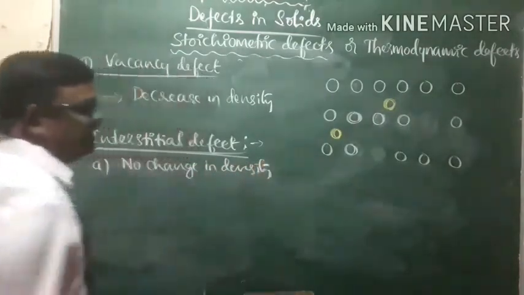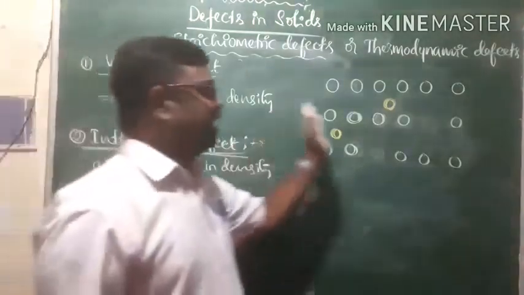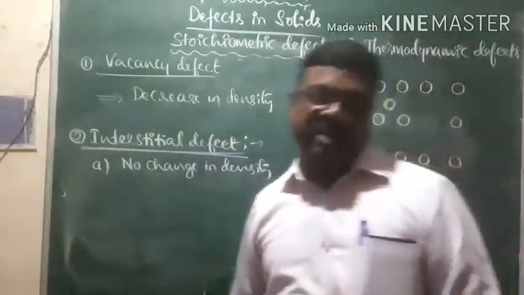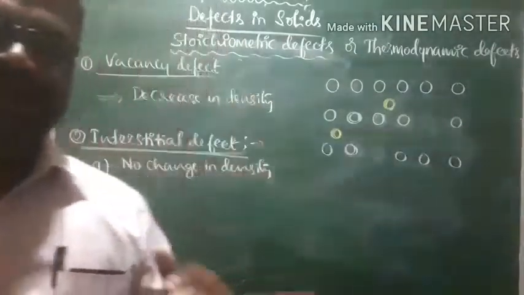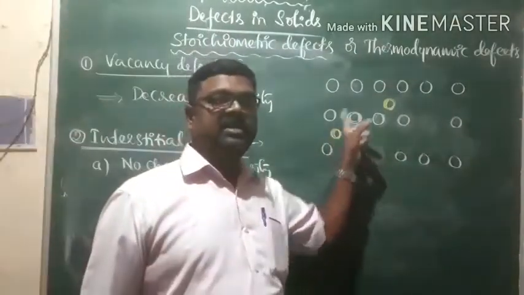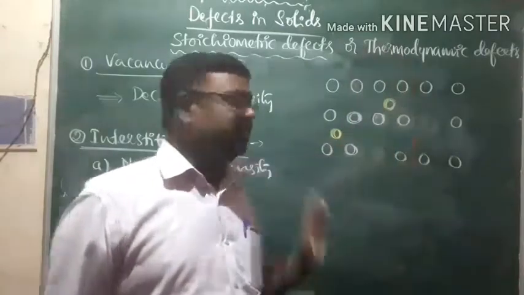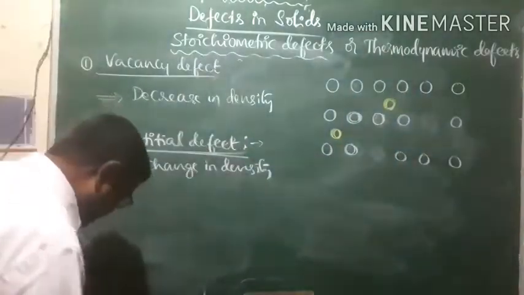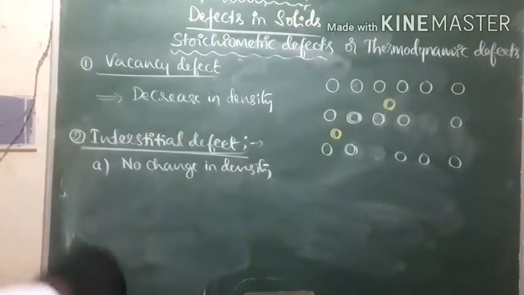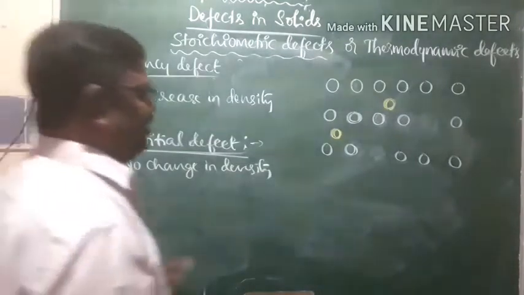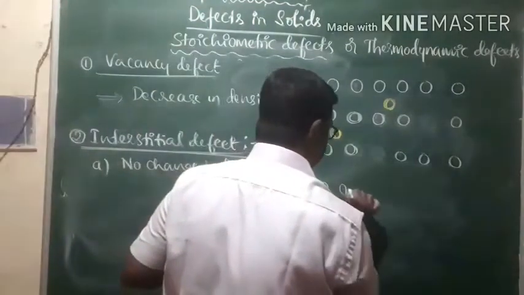What happens? There is no change in density. Because no particles are missing, they are simply dislocated from their actual site into the interstitial site. So there is no change in the mass, no change in the volume, and therefore no change in the density as far as this interstitial defect is concerned. But look, another type also comes under interstitial defect, right?